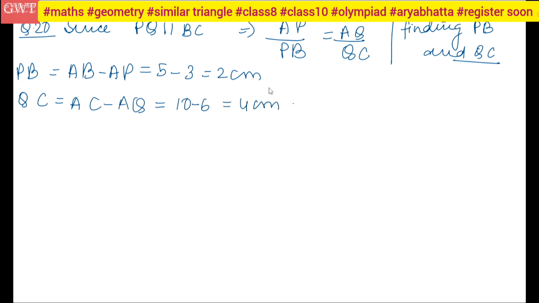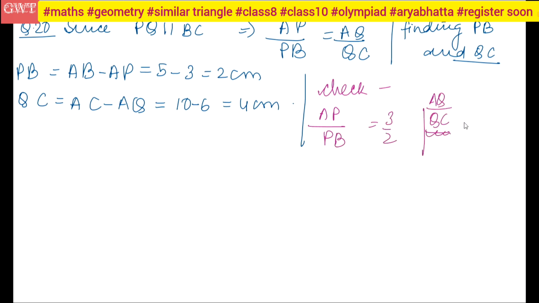Right? Now we can check these things also. How can we check it? See, I will write checking in a different color. Check. How can I check? AB upon PB is equal to 3 by 2, and AQ upon QC will be 6 upon 4, or I can say 3 upon 2. Right? So I get these two the same.